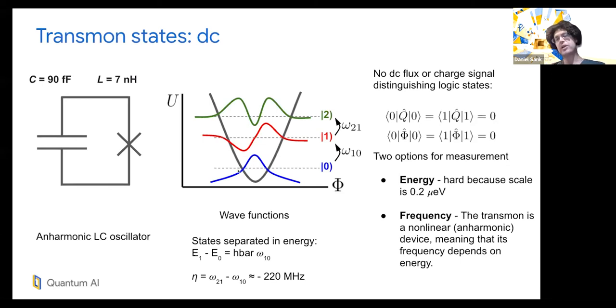So the key really comes down to the fact that, as Abe explained before, this thing is nonlinear. So its resonance frequency depends on how much energy is in it. And we're going to exploit that to do readout. Abe, could you go to the next slide, please?